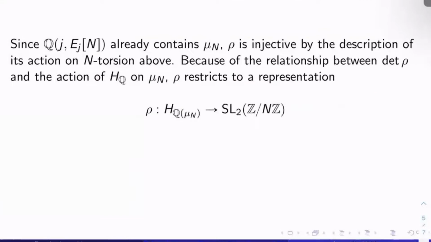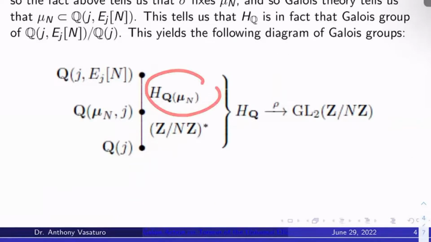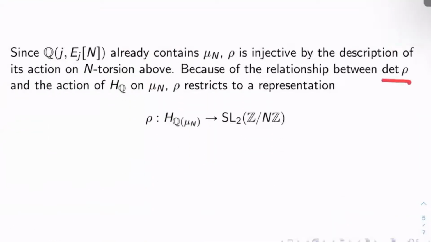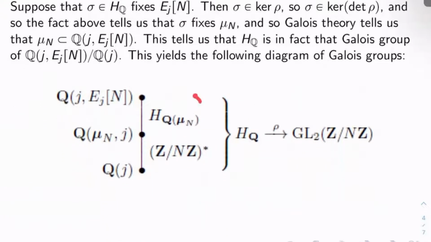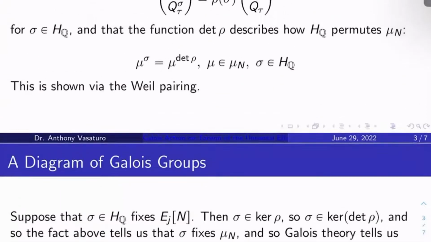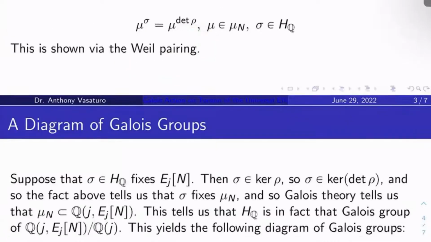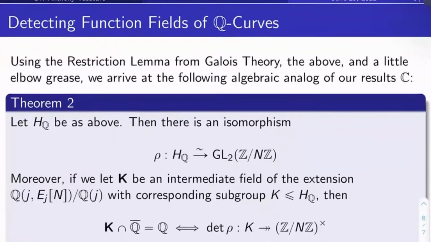Now, you can also see not only is rho injective, but you might ask, well, what does rho look like when restricted to this Galois group, for example? Like, where's the image? Well, because of the relationship between det rho and the action of H sub Q on nth roots of unity, rho restricts to a representation from H sub Q adjoin mu sub n to SL2 of Z mod NZ. And the reason for that is when I restrict down to this subgroup of the Galois group H sub Q, I'm fixing mu sub n, you see. If I'm fixing mu sub n, my determinant's 1 by this fact here. So my image won't just land generically in GL2 of Z mod NZ, it'll land in SL2 of Z mod NZ, determinant 1 matrices.